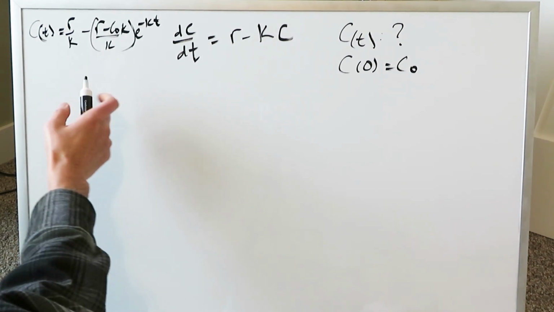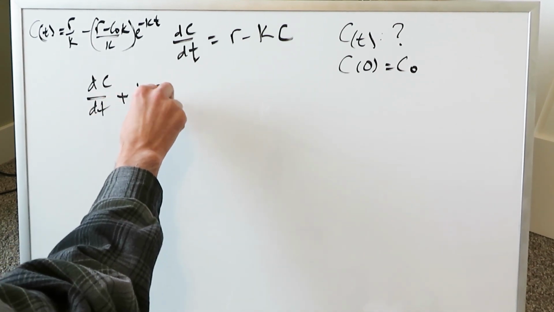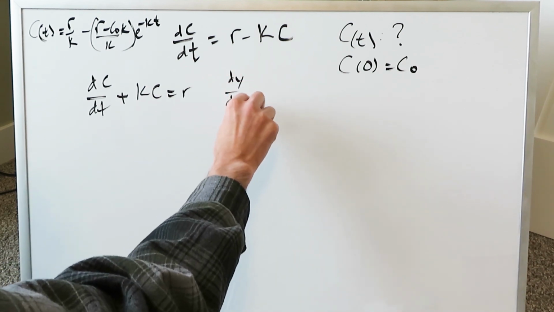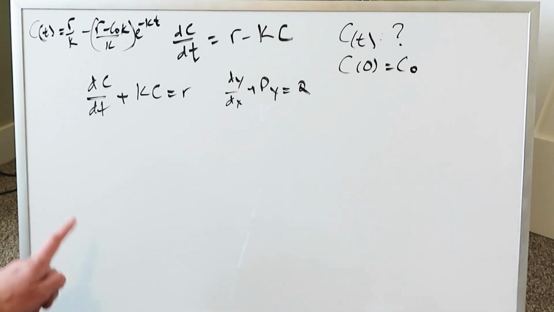The linear style is a very easy approach. dC over dt plus kC is equal to r. I took this on the other side. Now look what it looks like. It looks like dy over dx plus py is equal to q. It looks like that. Everything is already in the good format.